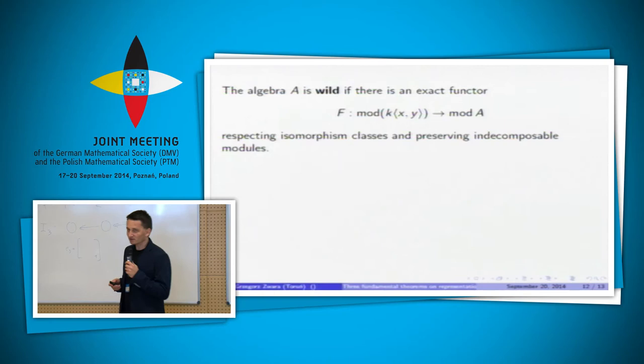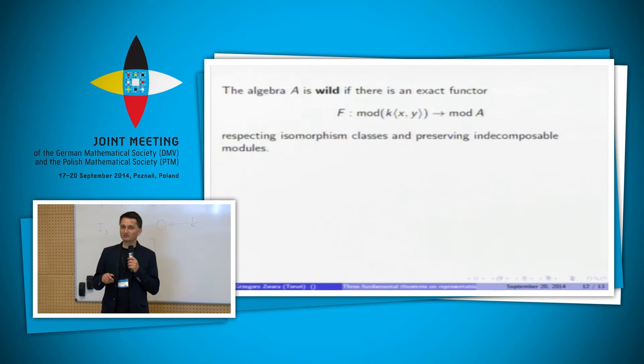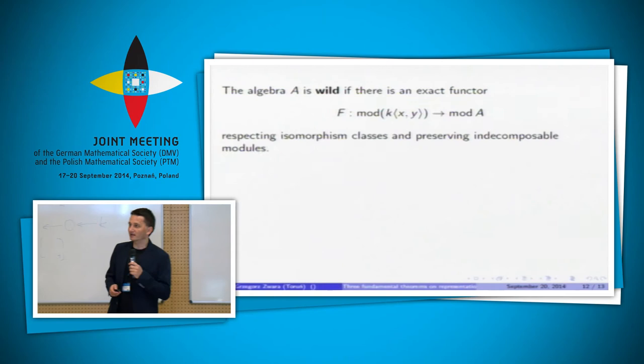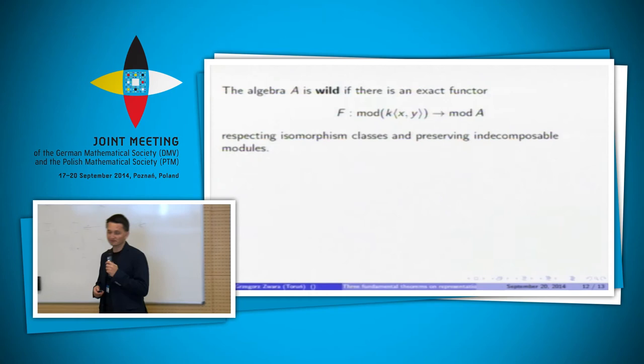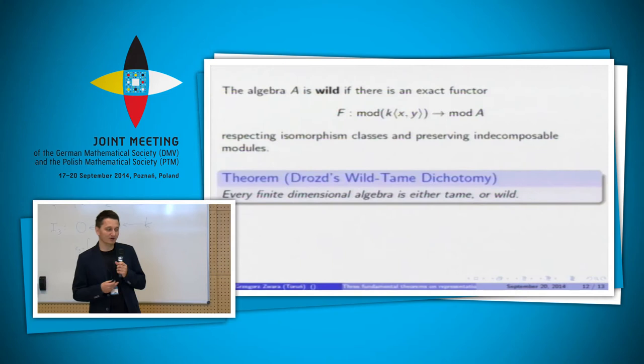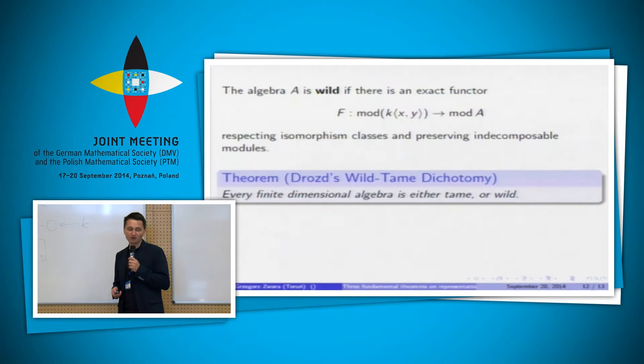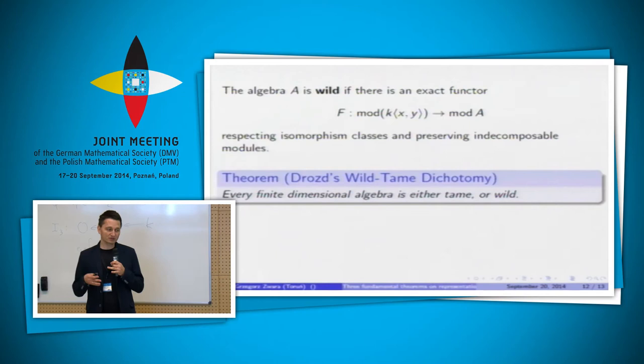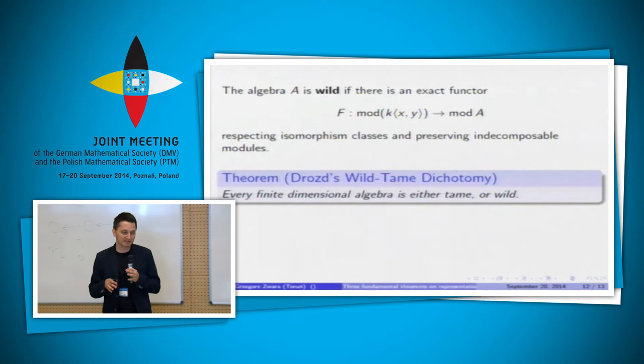And it is not difficult to see that an algebra cannot be at the same time tame and wild. So these are exclusive classes. But the last theorem I wanted to present, which I think is very important, is due to Drozd, called the wild-tame dichotomy: every finite dimensional algebra is either tame or wild, of course, exclusively. So the world of finite dimensional algebras over an algebraically closed field is divided into two disjoint classes.